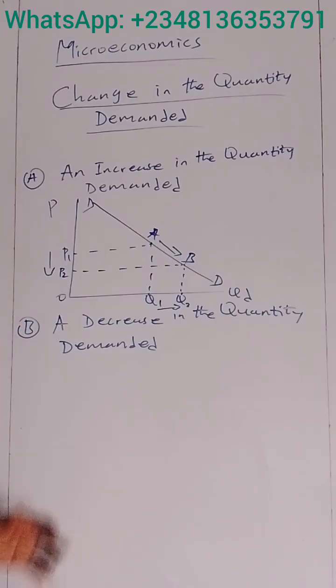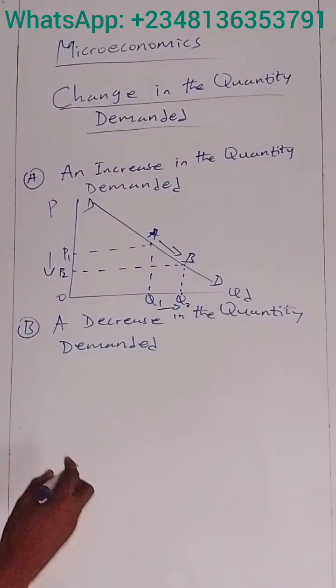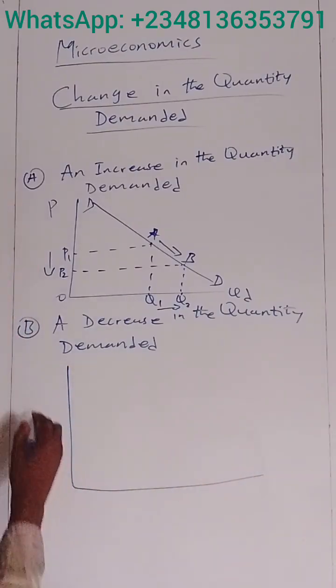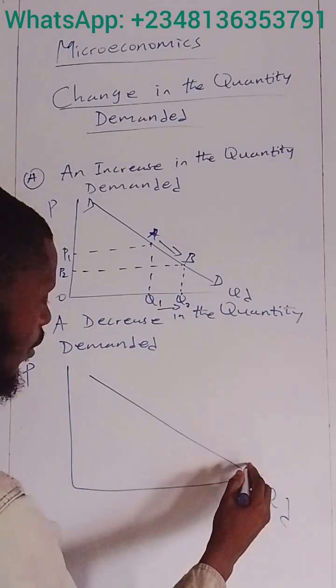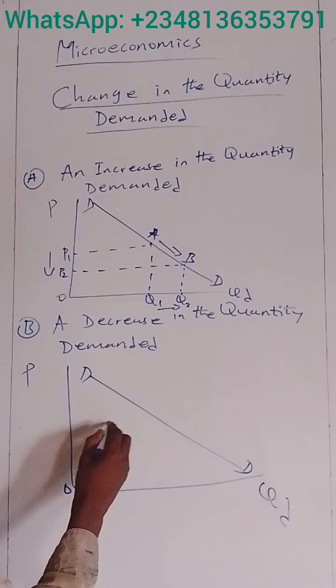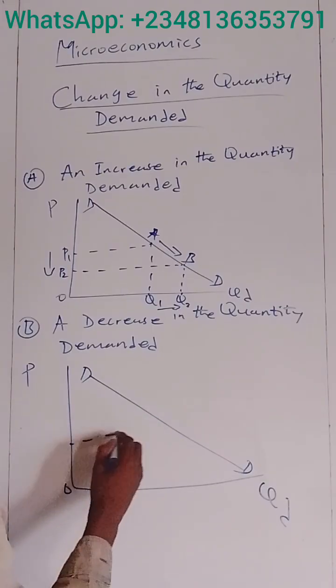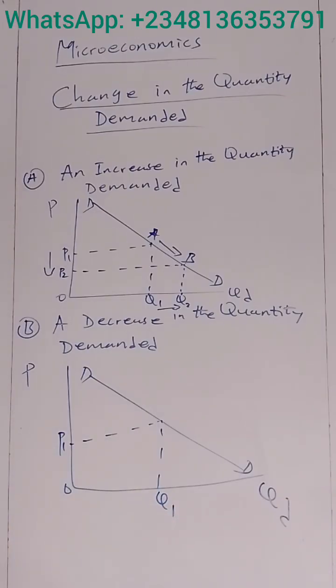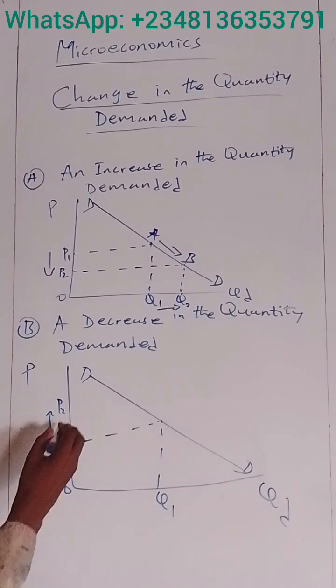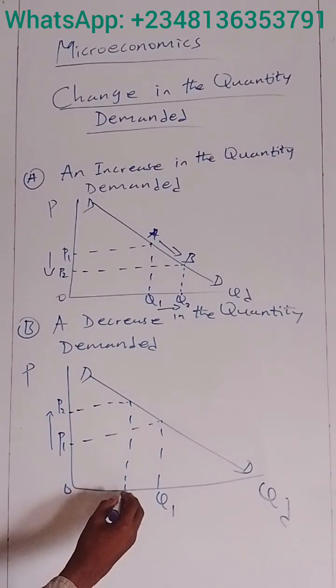Okay? Now, let's also illustrate a decrease in the quantity demanded. The same way, let's say this is the price, we have the quantity demanded, and let's have our demand curve with points A and B. Let's say we have initial price, we call it P1, this is Q1. Now let's assume there is an increase in the price of the commodity from P1 to, let's say, P2, and the corresponding quantity here is Q2.